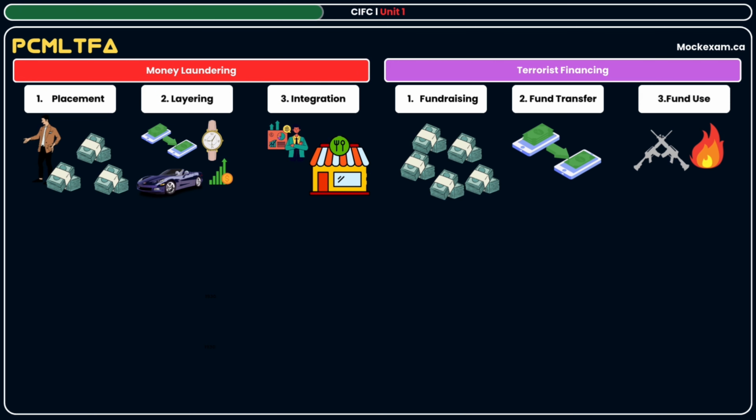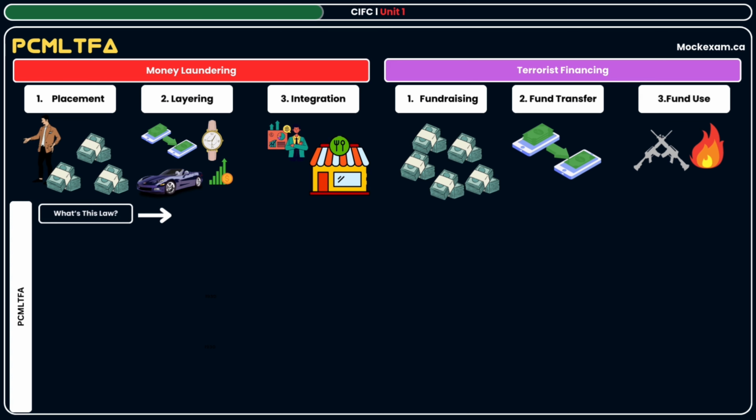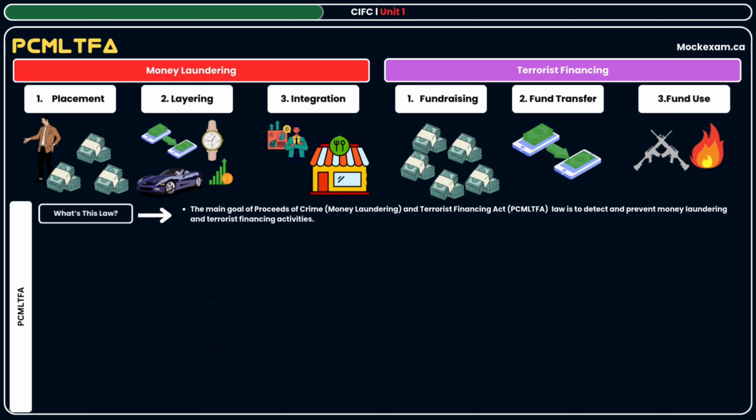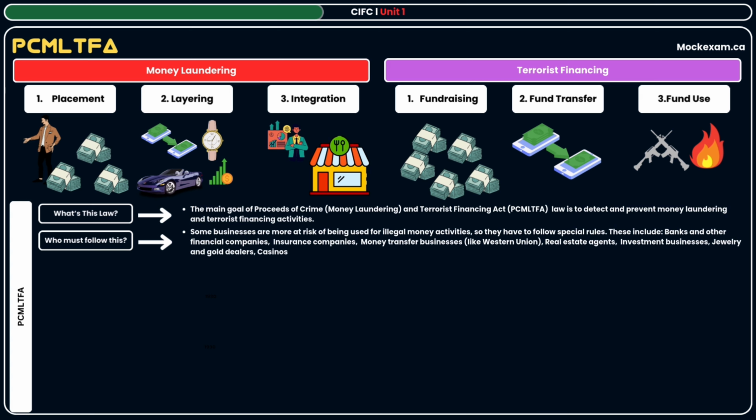Now let's get to the rule, the PCMLTFA. The main goal of this law, the Proceeds of Crime, Money Laundering, and Terrorist Financing Act, is to detect and prevent money laundering and terrorist financing activities. Who must follow this rule? Okay, there is a rule called this name. Who must follow it? Some businesses are more at risk of being used for illegal money activities. So they have to follow special rules.